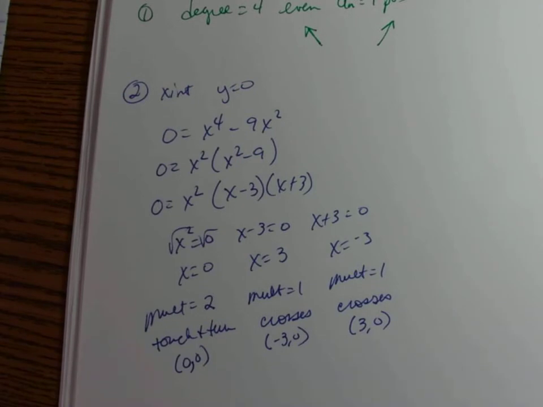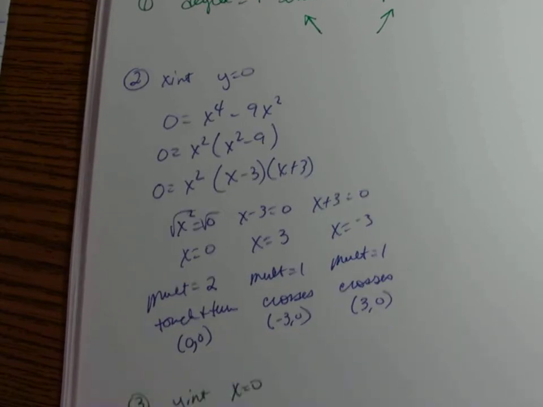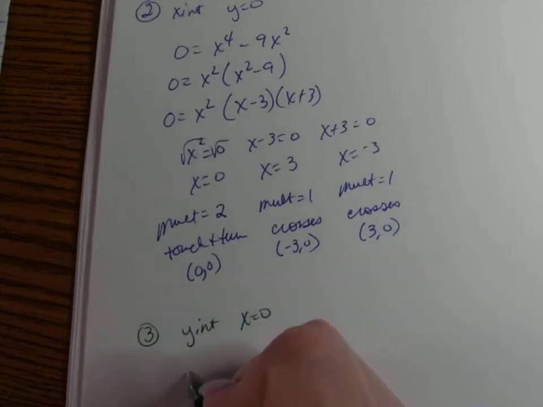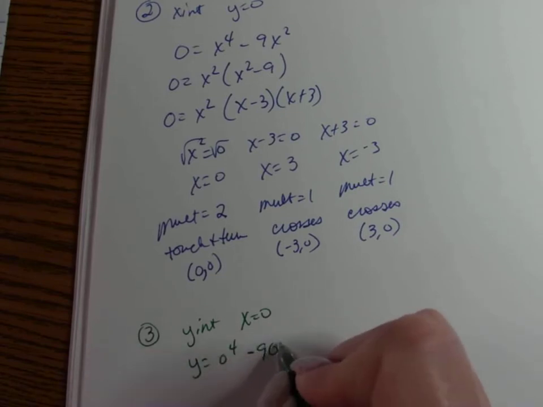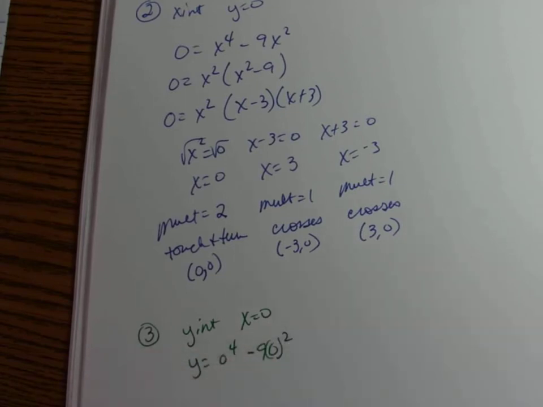All right, now let's find our y-intercept. The y-intercept is just like we've been doing before, x equals 0. So y equals 0 to the 4th minus 9 times 0 squared. Well, that's just going to get us 0, so we have (0, 0) as our y-intercept.